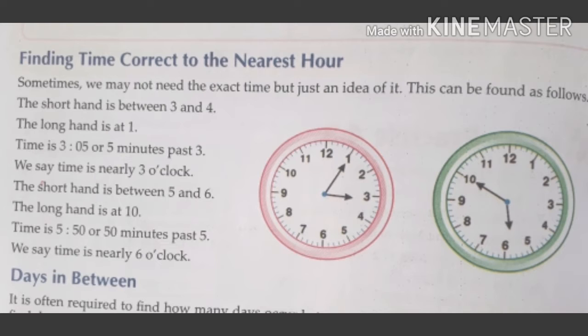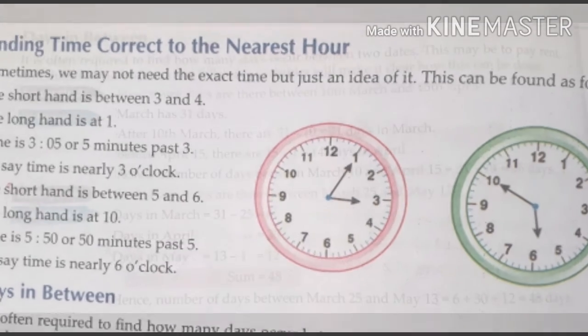Like that, if the short hand is between 5 and 6 and the long hand is at 10, then the time is 5:50, or 50 minutes past 5, or 10 minutes to 6. In these three ways we may say it is nearly 6 o'clock. So we tell the nearest time in many ways in day-to-day life, in traveling or at a bus stand. Nearest hour means when it is more than half an hour, we take the next hour; before half an hour, we take the hour itself.